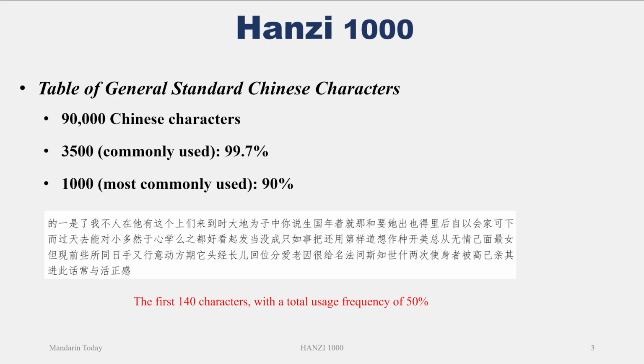Let's take a look at this screenshot. It's the first 140 characters with a total usage frequency of 50%. It almost feels like the language is just within our control. But I do want to mention one important fact here, that is, Chinese characters are not identical to English words, though most people, when learning the language, tend to think so. They are more like prefixes, suffixes, word roots, or words, and that makes learning Mandarin hard as you go along the way. Just be prepared for that, okay?